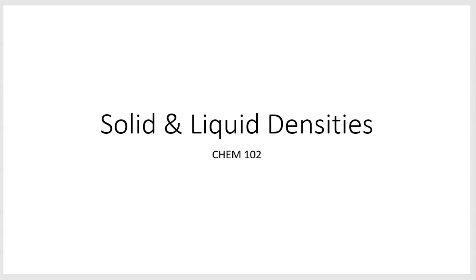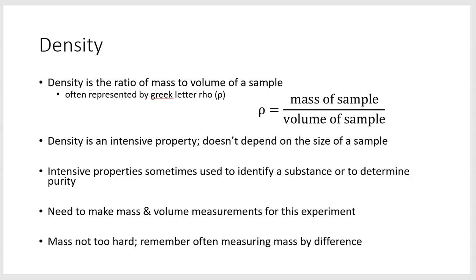Hi, I'm going to tell you a little bit today about the calculations and the ideas and theories behind experiment 3 in Chem 102, solid and liquid densities. Let me tell you a little bit. Density is the ratio of mass of a sample to the volume of a sample. So to measure density, we need to know both the mass and the volume.